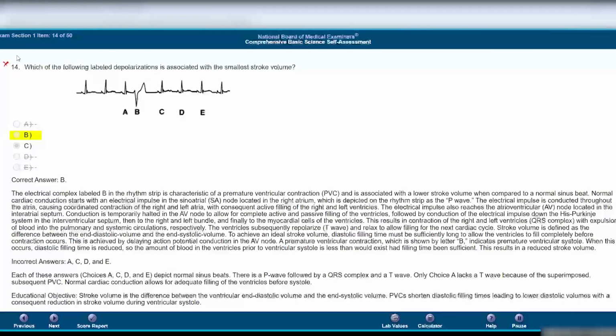This one was making me mad. Which of the following labeled depolarization is associated with the smallest stroke volume? And I literally told myself it's B. But I thought it was a trick, and that's honest to God what I thought. I was like, this can't be right. I didn't necessarily understand premature ventricular contraction from this.